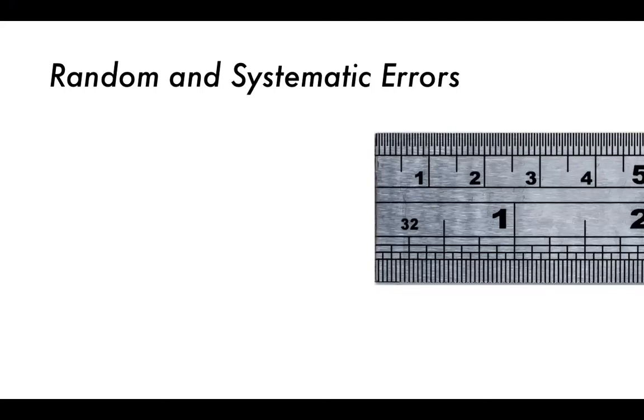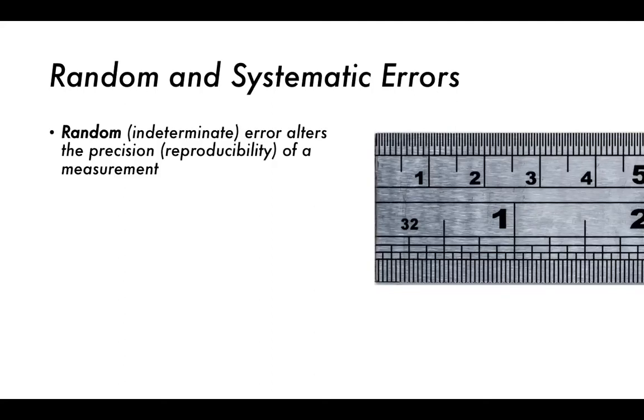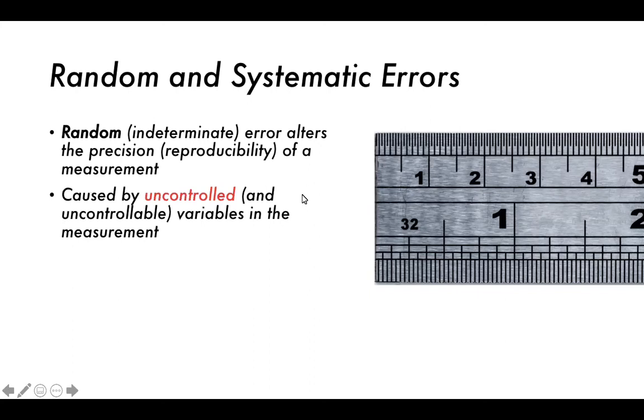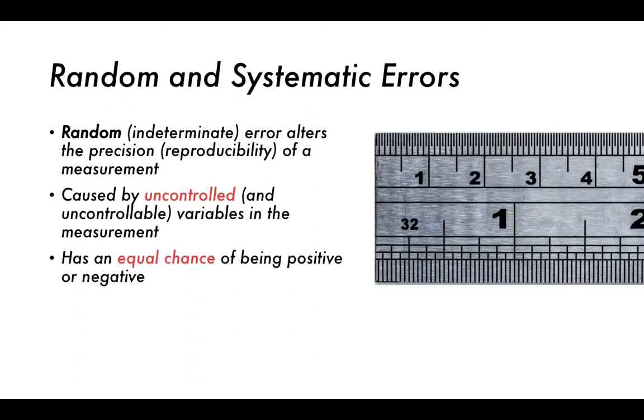Random and systematic errors. So random or indeterminate error alters the precision or reproducibility of a measurement. So this is usually an error which we cannot directly account for, we cannot determine the origin of, and is present in all measurements. So it's caused by uncontrolled and uncontrollable variables in the measurement. So sometimes it's related with measuring from a particular scale or otherwise. And so we cannot necessarily control it, but we can account for it.